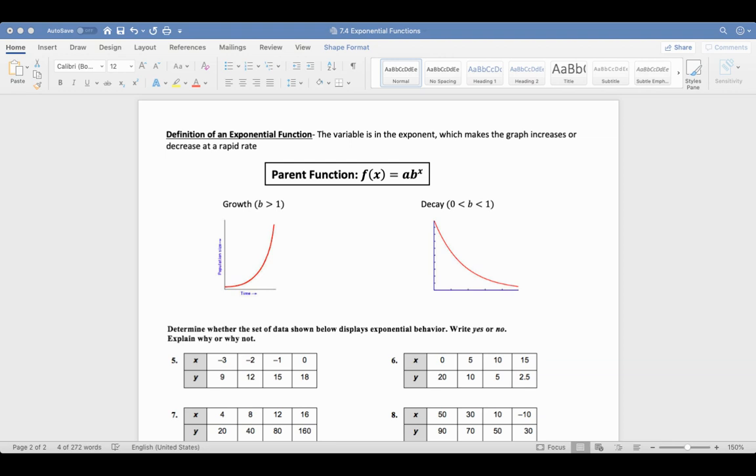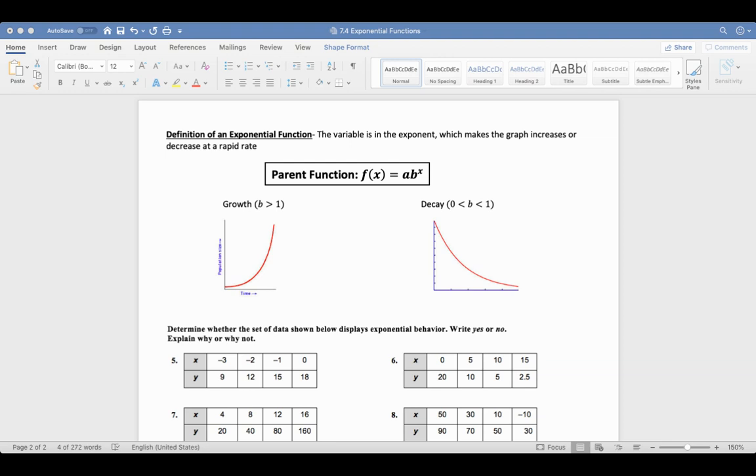So the next thing is, can we tell if it's exponential from a table? That's what we're going to practice on here. We've got some examples. It says, determine whether each set of data shows exponential behavior, yes or no, and then explain why or why not. And we said earlier that if it's exponential, it grows at a constant ratio.